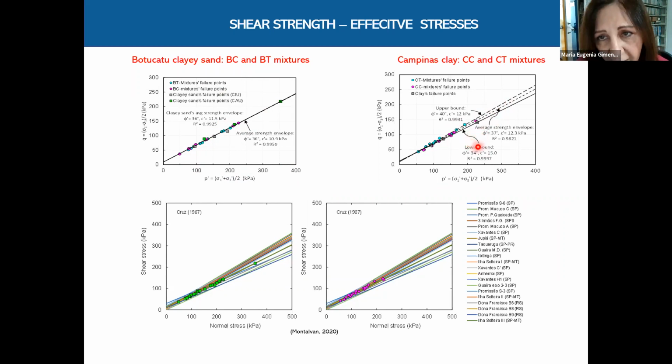The friction angles are high, 37 and 36, and the cohesion low, 11 and 12 kPa. These values were confronted with envelopes of many Brazilian soils used in large dams. These are the dams. Some are more than 40 or 50 years old and are still functioning very well. And we see that our failure points fell inside the range of these envelopes. These are very promising results when we think about geotechnical applications.